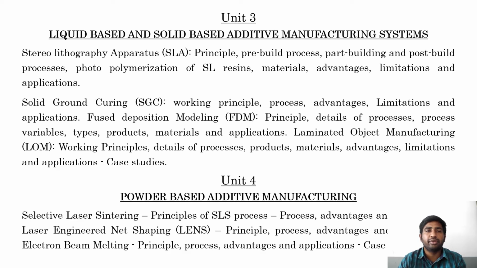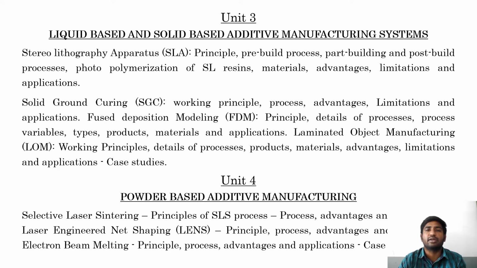In unit 3 we are going to see liquid based and solid based additive manufacturing systems. After that we are going to see powder based systems in the fourth unit. In liquid based, we are going to see stereolithography. It's the first apparatus of additive manufacturing. In stereolithography, there is a pre-building process, part building process, and the post process involved. Photopolymerization: what are the types of photopolymerization techniques? What are the materials used? Advantages and disadvantages, these we are going to see.